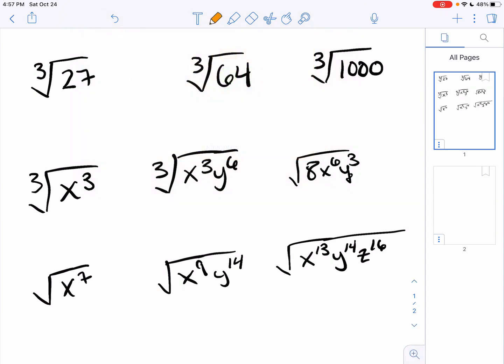3 times 3 times 3 equals 27. So the cubed root of 27 is 3. For 64, you have 4 times 4 times 4. So the cubed root of 64 is 4. For 1,000, 10 times 10 times 10.